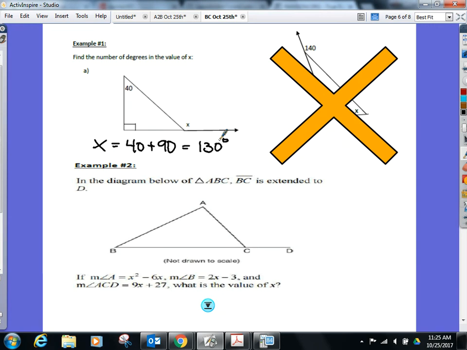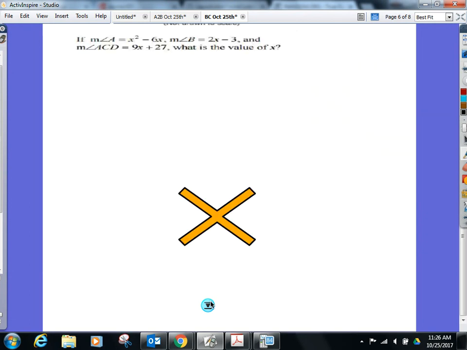Now, I realize, I get it. Maybe you don't want to do it like that. Maybe you want to find this angle and then say it's supplementary to x. That's fine. But I'm going to let you know you're going to have to remember this theorem sooner or later, and that sooner or later is right now in example 2. I got this problem right off an old Regents exam, similar to what you'll be taking in June.